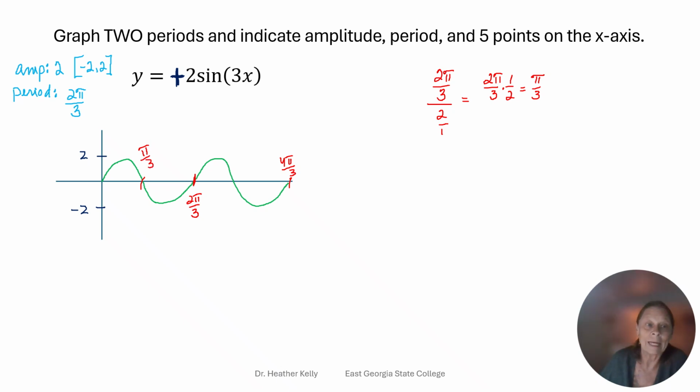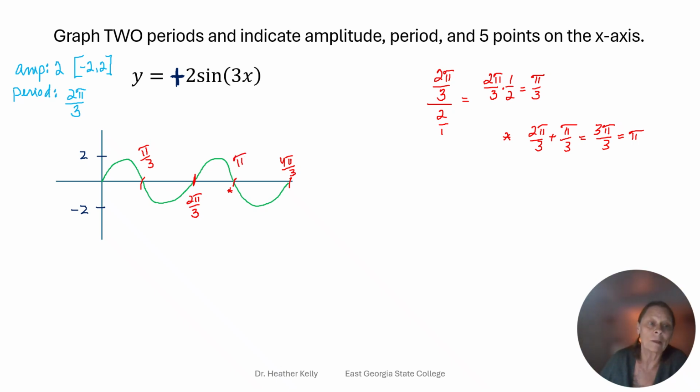So if that's half of it, and that's one of those sections, if one of those sections is pi over 3, to find this spot right here, we can do one of two things. What I'm going to do is I'm going to say 2 pi over 3 plus pi over 3, because each one of these sections is worth pi over 3, and that's going to give us 3 pi over 3, which is just pi. And so this spot here is just pi.